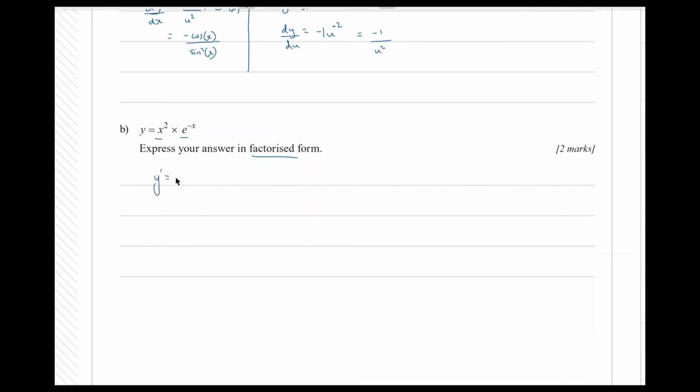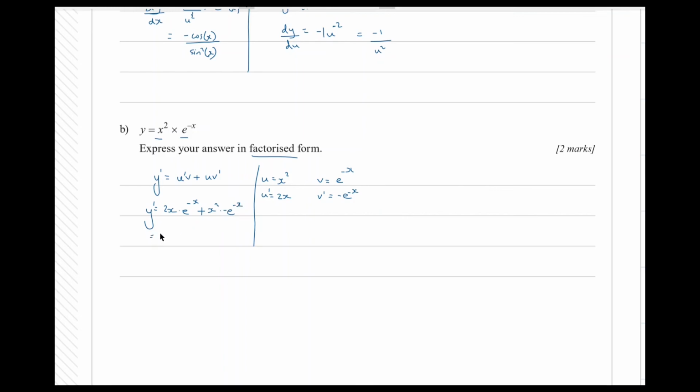which is y dash equals u dash v plus u v dash. And we can let u be x squared, and then our u dash will be 2x, and we can let v be e to the negative x, and our v dash will be, so we times it by the derivative of negative x, which is negative 1, e raised to negative x. So this equals 2x times e to the negative x plus x squared times negative e to the negative x.